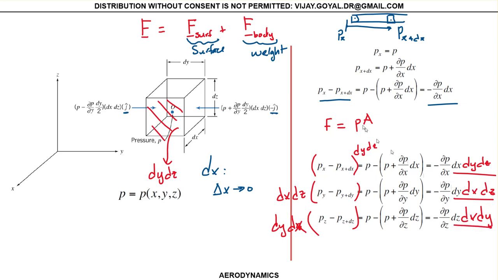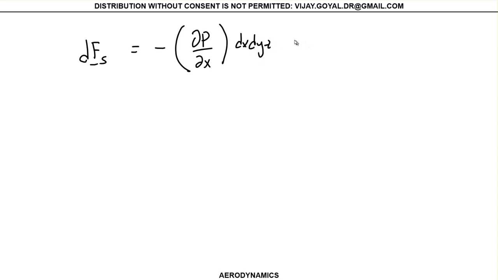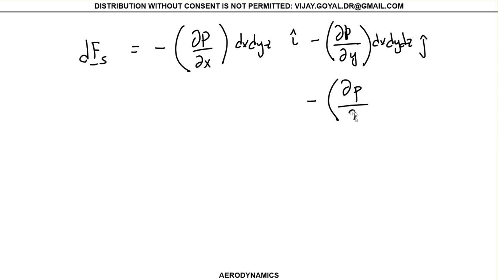So what I could do now is add all this up and put it in vectorial notation, and I can say the small differential force, let me change my colors, is equal to minus partial of p with respect to x dx dy dz in the I direction, minus partial of p with respect to y dx dy dz in the j direction, minus partial of p with respect to z dx dy dz.